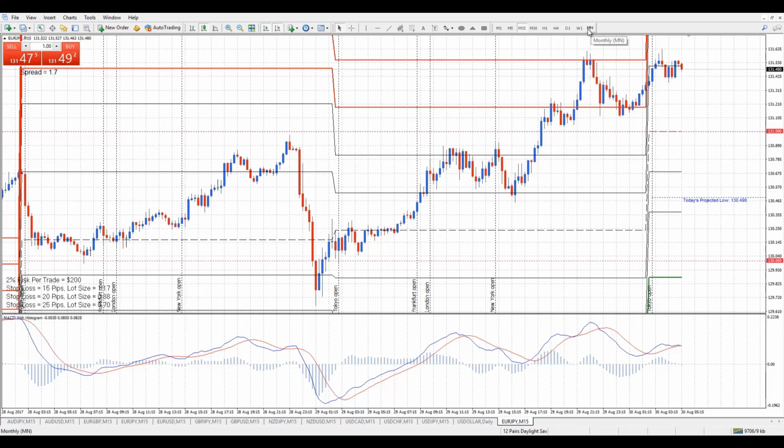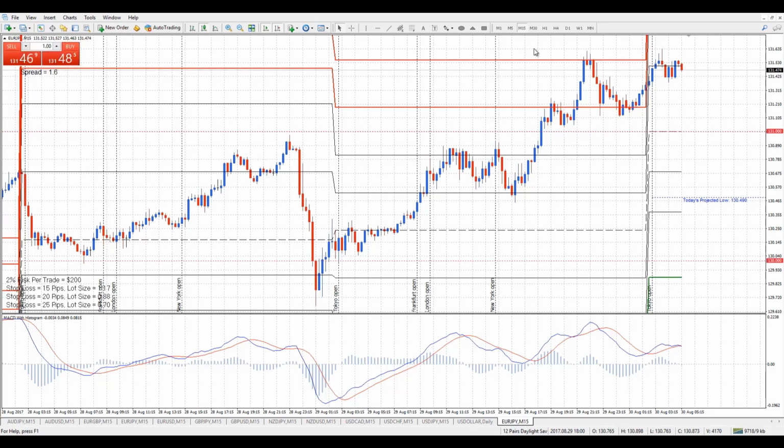So coming over to the top over here on the right side, we have the time period buttons. There's the monthly, weekly, daily, 4 hour, 1 hour, 30 minute, 15, 5 and 1 minute. Now currently the 15 minute one is selected. We're looking at the 15-minute chart of the Euro Japanese Yen.